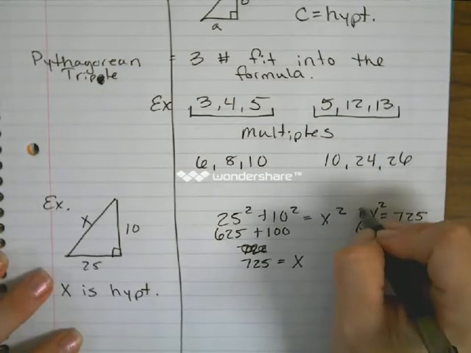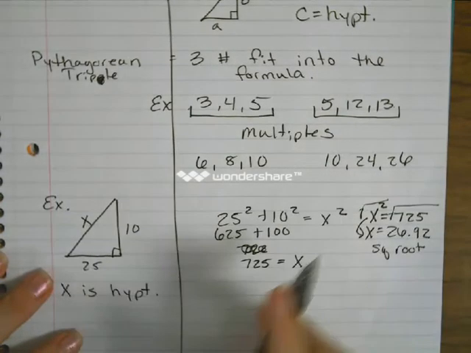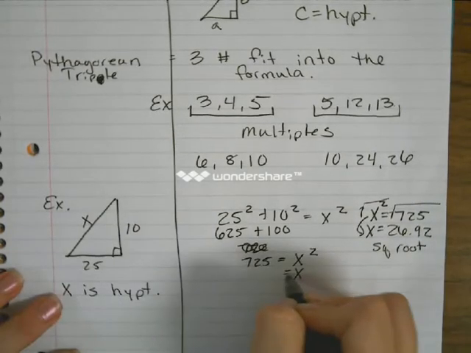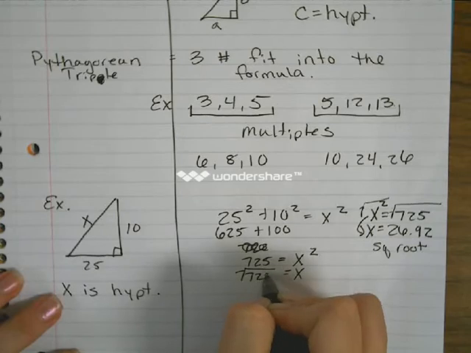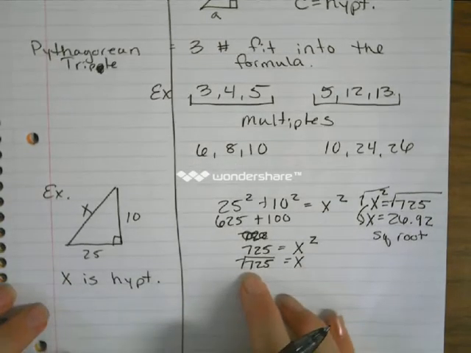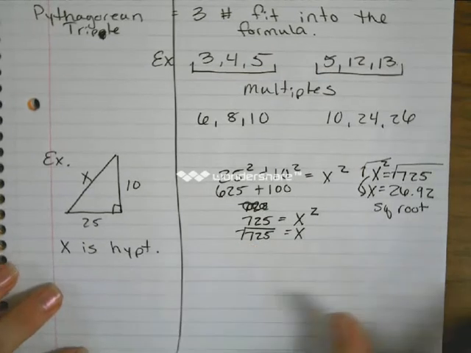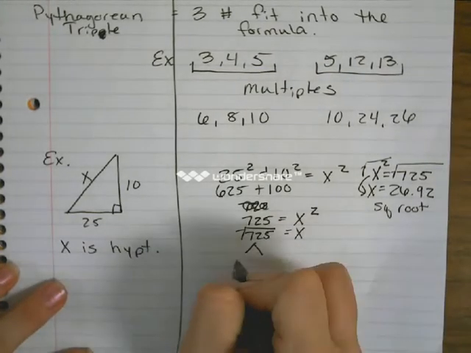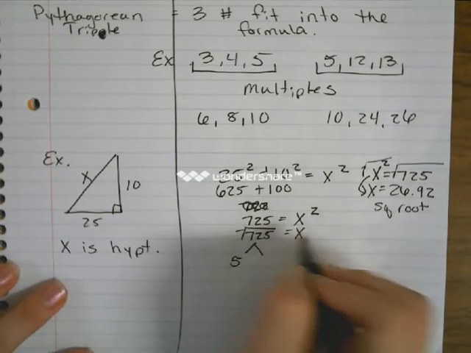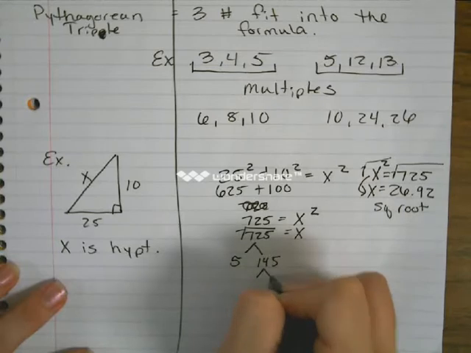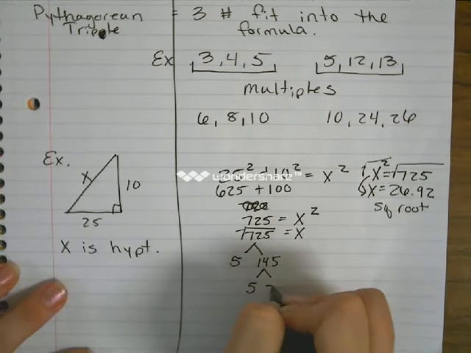Alright, over here, 725 equals x squared. So again, x is going to equal the square root of 725. But I don't want you to type this in the calculator. I want you to simplify this. Give me the simplified version. In order to do that, you need to develop a factor tree. If I divide this by 5, I get 145. And if I divide that by 5, I get 29. 29 is a prime number, so it's 5, 5, 29.